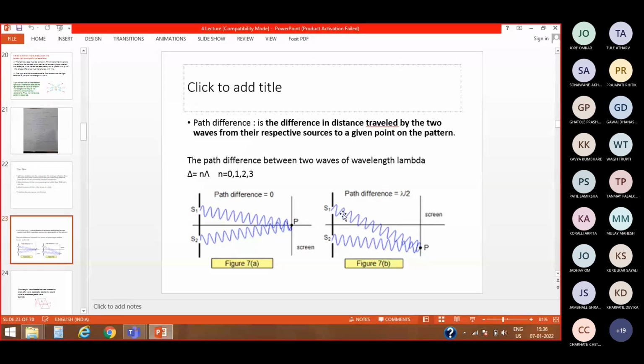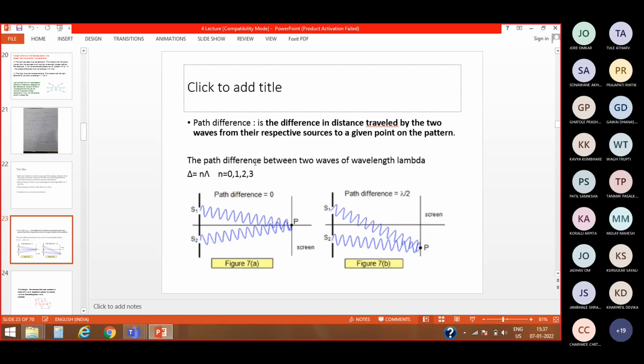And in this figure, this is S1 and S2. When both meet at this point P, destructive interference happens. It means the crest of one wave meets the trough of the other wave. So that's why we do not get light here. We are getting a black spot or black line. So the path difference in destructive interference is lambda by 2. The path difference in case of constructive interference is 0 or lambda.